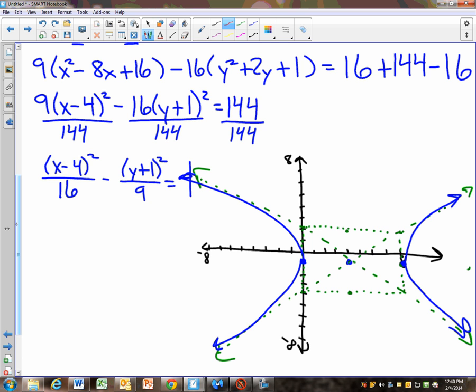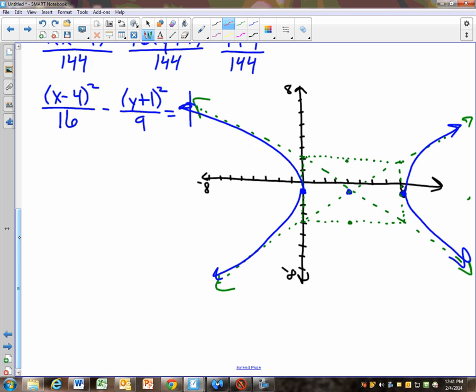What's the only thing I don't have on my shape yet that I need? Foci. Good. The equation for focus points, in order to find C, we do Pythagorean theorem. C squared is A squared plus B squared. So A squared plus B squared is 25, square root is 5. So you go 5 units from the center. Bada bing, bada bam. Graph is done.